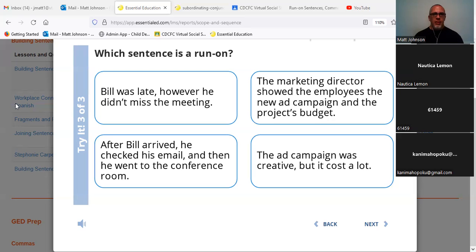How else could you do it? You could actually make that into two simple sentences. You could say Bill was late, period, because that's a simple sentence. Nevertheless, comma, he didn't miss the meeting, right? He didn't miss the meeting. Also a complete sentence, right? That's the idea there. You're combining two independent clauses, making a compound sentence.